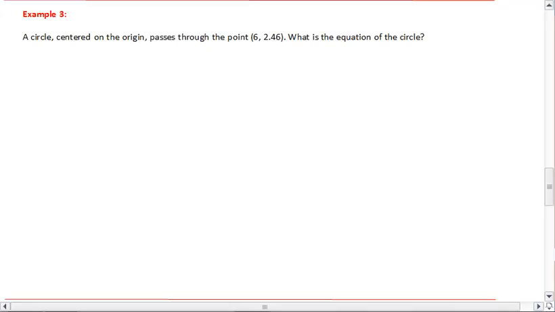Okay, action. Circle centered at the origin. This is video 5, people. Video 5. Passes to the point (6, 2.46). What's the equation of the circle? Well, make a diagram.